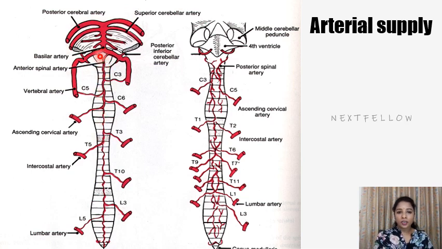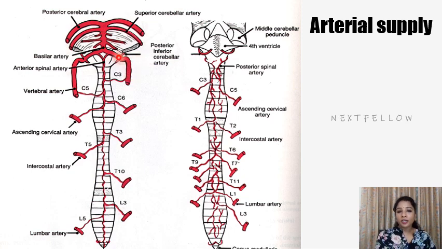So usually there are two anterior spinal arteries which join after a short course to form a single large artery called the anterior spinal artery, which runs in the anterior median fissure of the spinal cord, and it supplies the anterior two-thirds of the spinal cord. And we can see this anterior spinal artery is getting its origin from the vertebral arteries. The right and left vertebral arteries join to form the basilar artery.